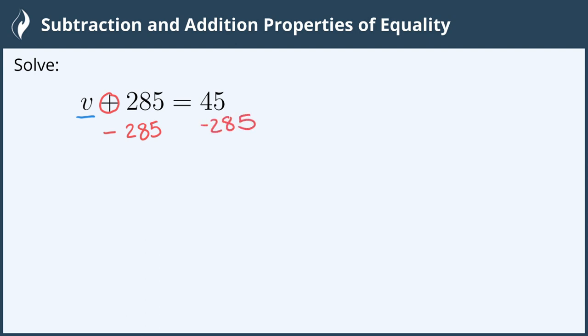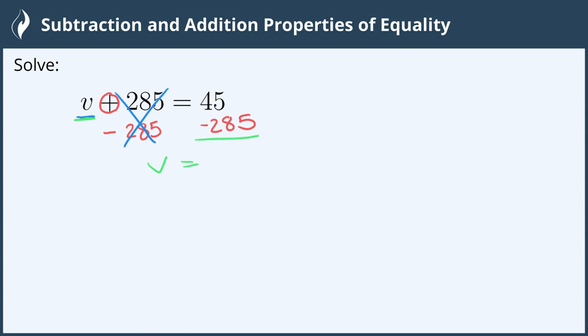On the left side, we have positive 285 minus 285, which is 0, or we can just say that it cancels, which leaves us with the only thing left, a v, and that's exactly what we wanted to do. Now we've accomplished our goal, let's go ahead and work on the right-hand side.